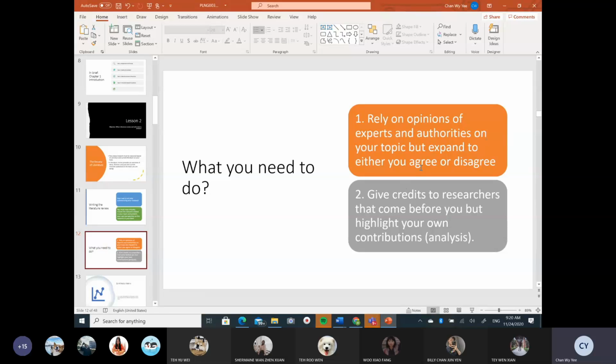Then after that, you give credit to researchers that come before you, but highlight your own contributions or analysis. So you analyze, what does this mean?